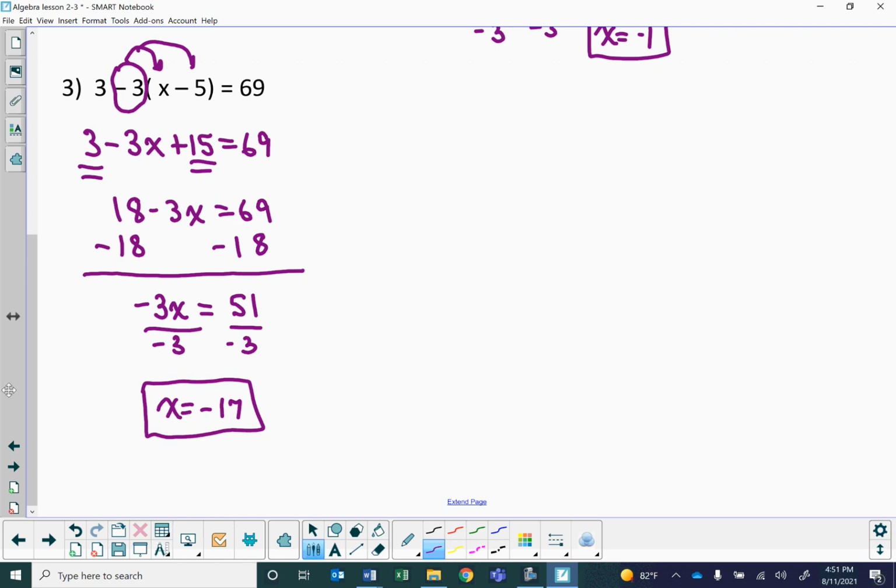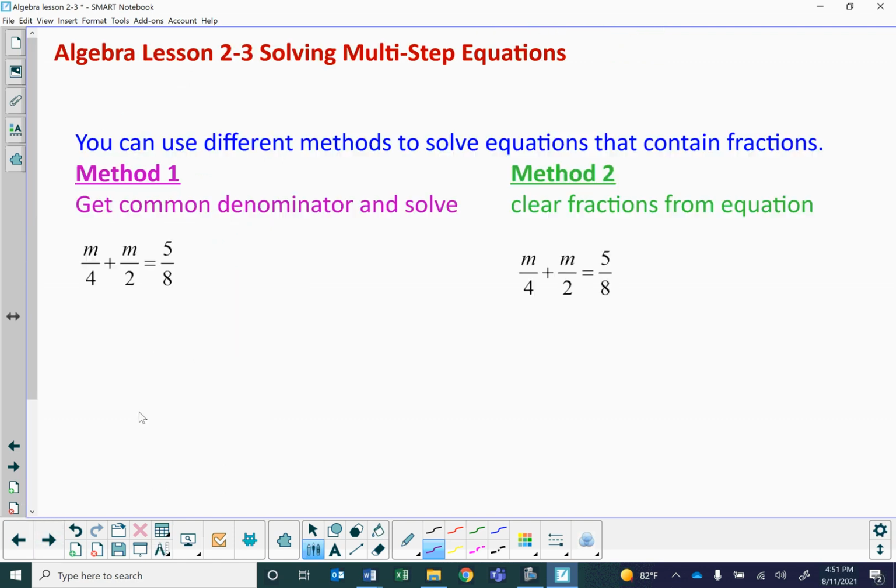Alrighty, now you can use different methods to solve equations that contain fractions. There are two ways to solve them. I do not have a preference over which method that you use. I have a preference of my very own, but that's my own personal opinion. You can use whichever method that seems to work best for you, that you are most accurate with and you're most comfortable with. I will show them both here.